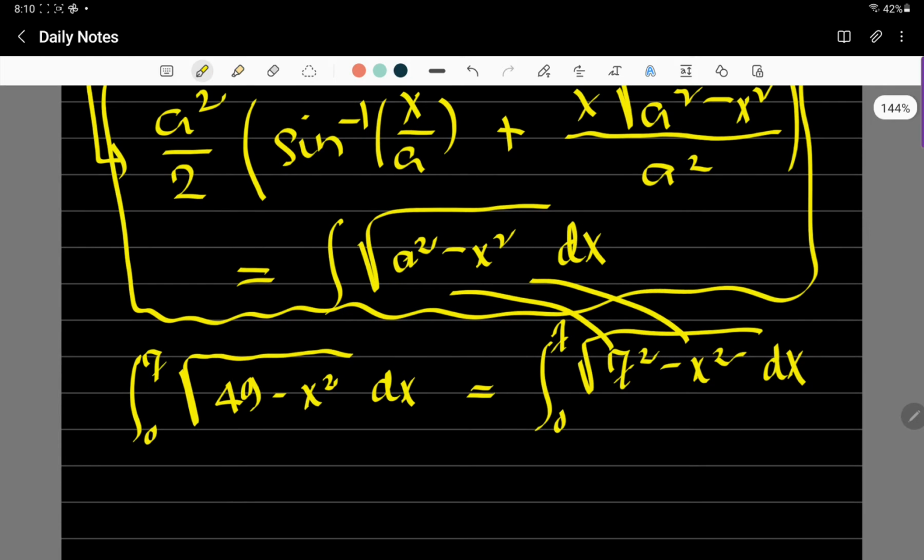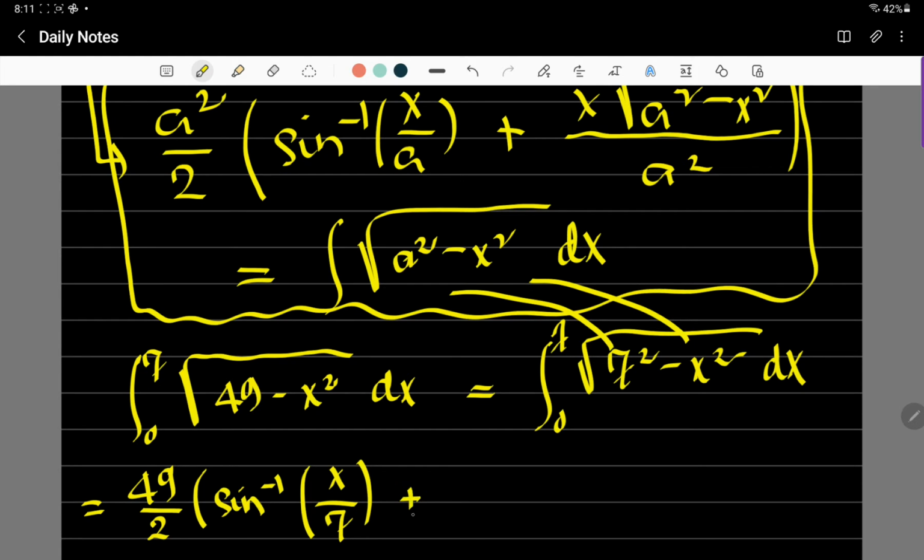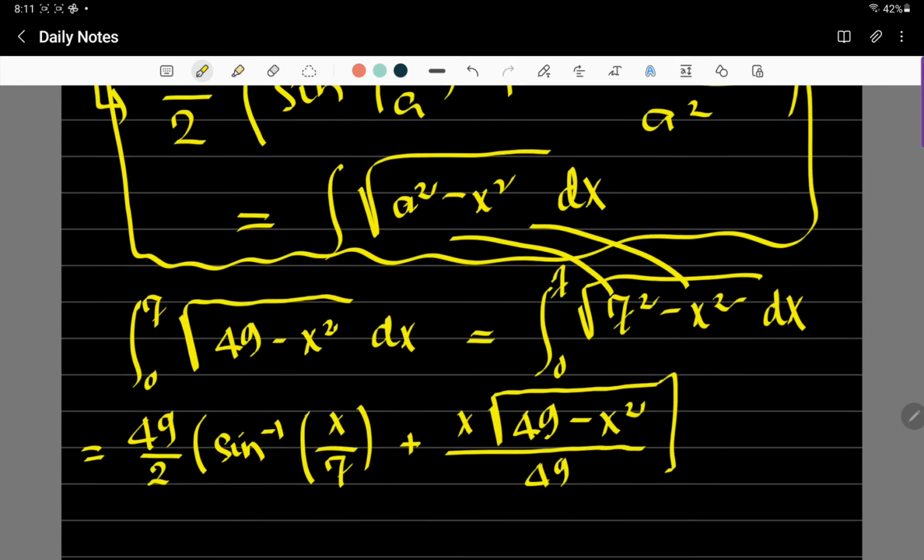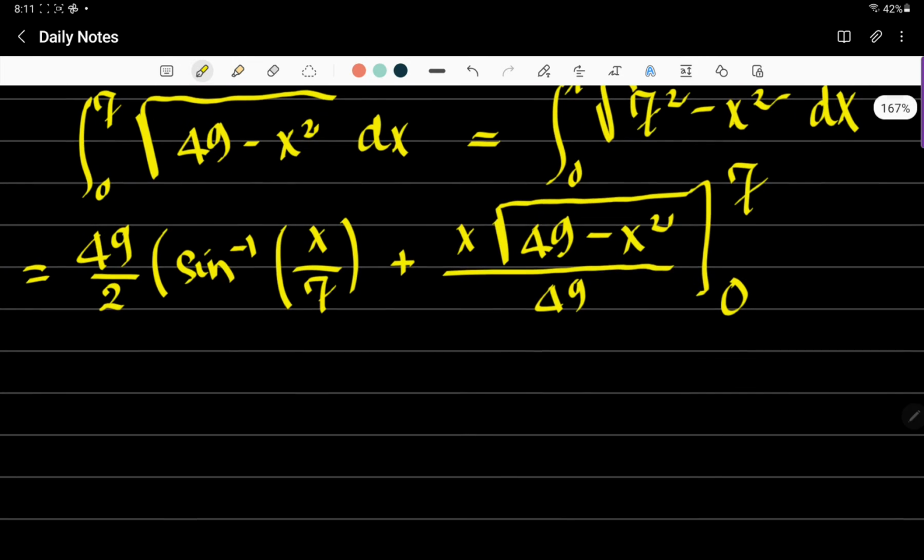Here we go. So a squared will be 49, that's why initial r is that, negative. So over 2 on that side to make that 0 again, and sine inverse of x over a, where a is 7. Plus x over 2 times the square root of 49 minus x squared, over 49. And this runs from 0 to 7. Make sense?